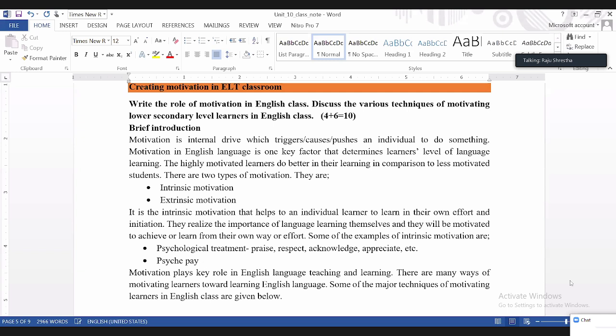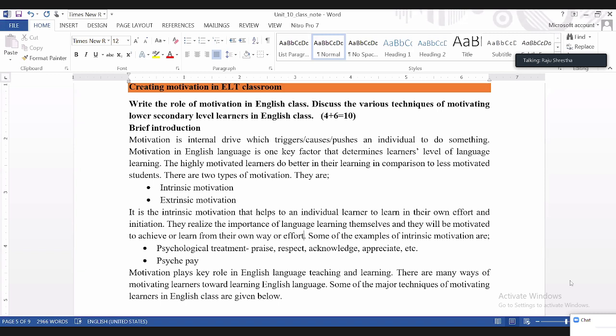आफ्नै प्रयासमा आफ्नै लगावमा चाहिँ उनीहरूले सिक्ने प्रयास चाहिँ गर्छ. Intrinsic motivation भयो भने. Some of the examples of intrinsic motivation are psychological treatment, like we praise, respect, acknowledge their effort, appreciate their effort. We provide to the psyche.